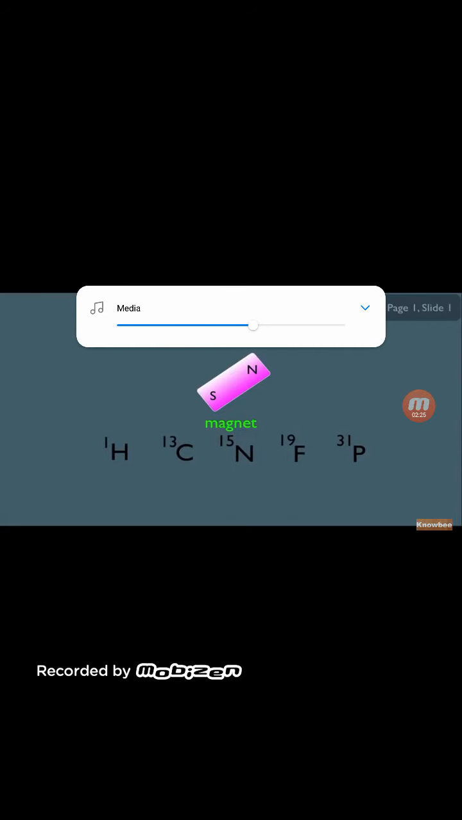Atoms can behave as magnets. The key features are: having an odd number of protons, or an odd number of neutrons, or simply both. Any atoms with these characteristics will behave like a magnet.